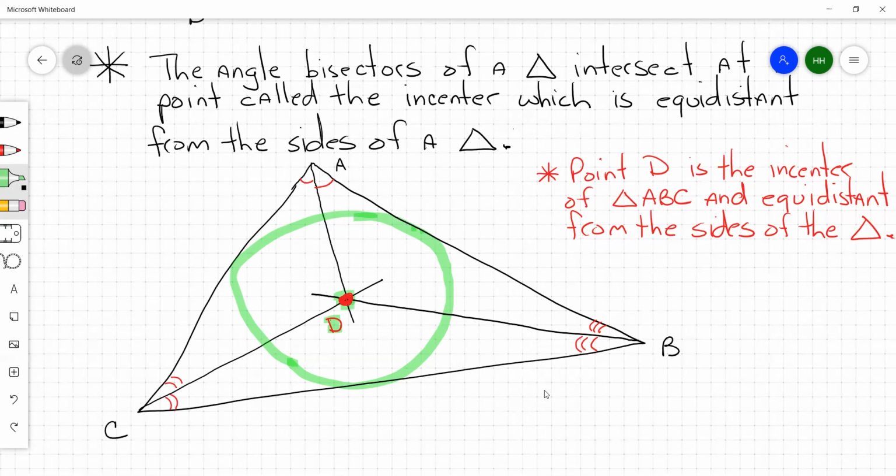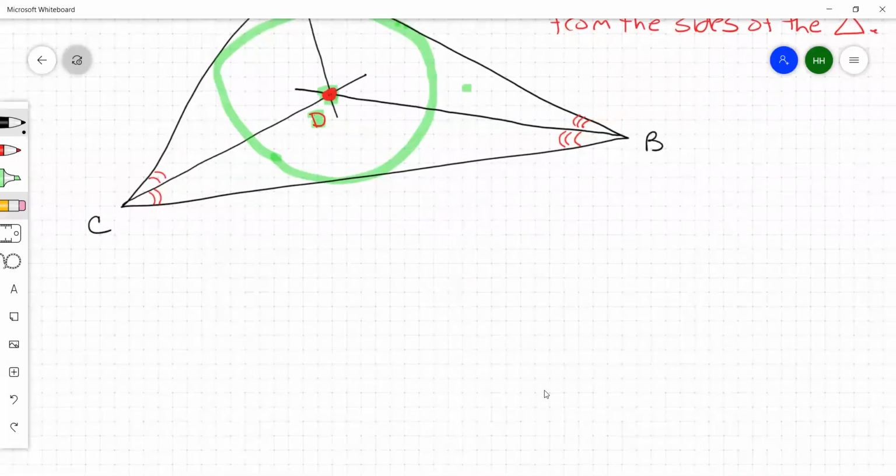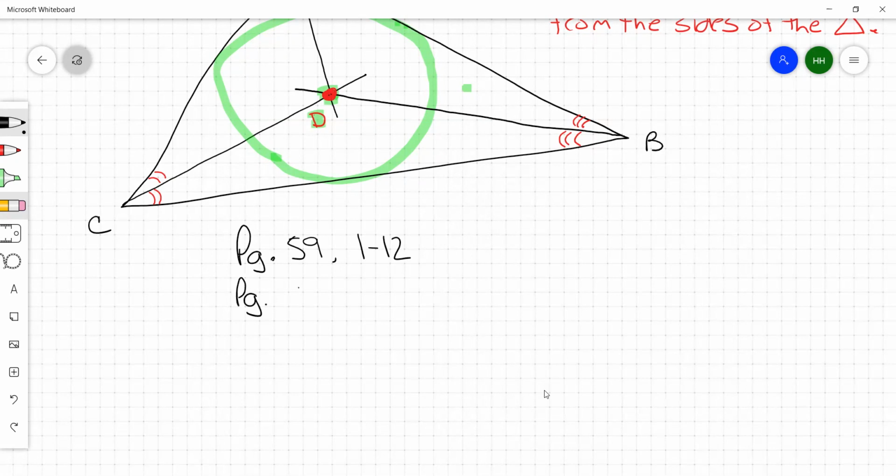All right, so I'm going to give you a little bit of practice to do today. A lot of you guys aren't checking Focus for homework like I asked you to, and unfortunately, it's going to start reflecting your grade. Your practice for today is on page 59, 1 through 12, and then page 60, 1 through 10.